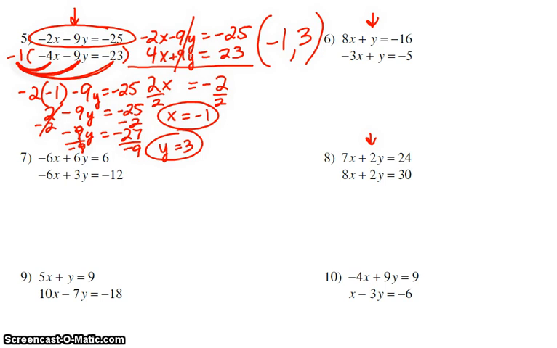Okay, for extra credit, I want you to try number 9 and number 10 in addition to all the other problems. Now with 9 and 10, you're going to have to multiply one of the equations by a number. For example, if you look at number 10, you have negative 4x, and you have x. Well, I could change this x to 4x, hopefully, by multiplying this whole equation by 4. Alright, good luck, and come see me if you have any questions.